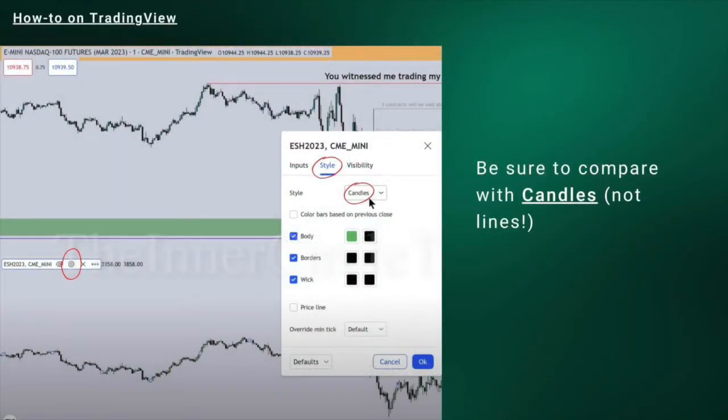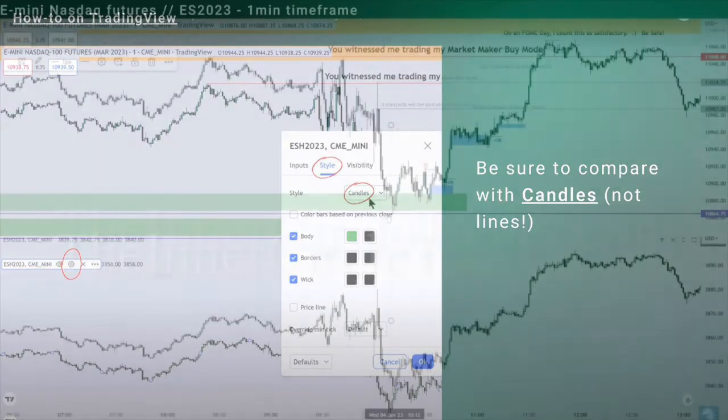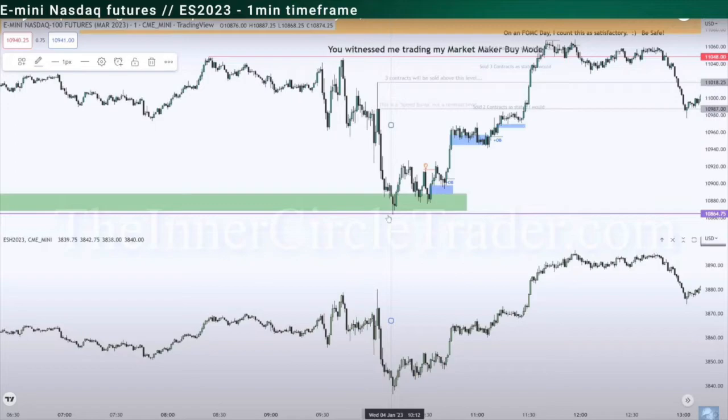Now that you have actually opened your graph, you should go on the settings little round icon. You can see it here on the left bottom side of this screenshot with a red circle, and then be sure to select style and candles. So usually ICT tells us that there are lines, but we should be selecting candles. Now, once we are ready, we should be seeing something like this.